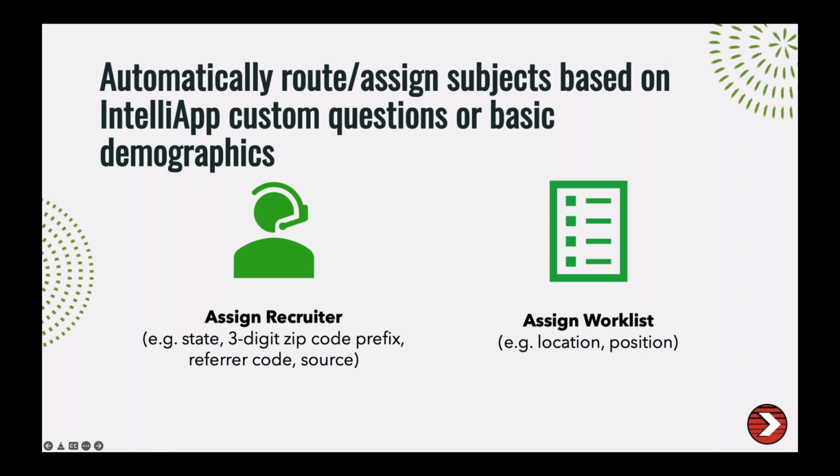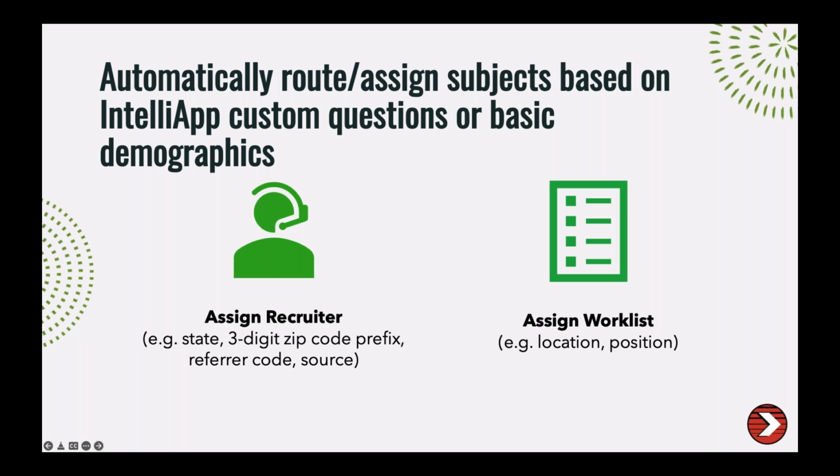But we can also do more custom type routing if you have your recruiters separated by state. Maybe a group of recruiters do recruiting in Texas versus another recruiting group does Florida. You can separate that out by state, and sources. There's tons of options as far as routing goes. So if you have something specific, we can assign the recruiter.